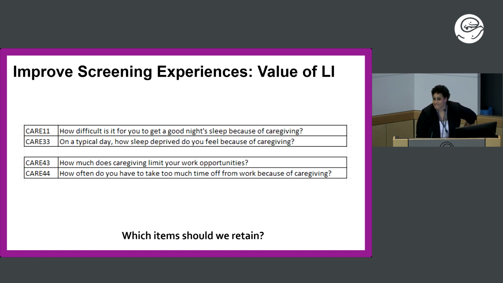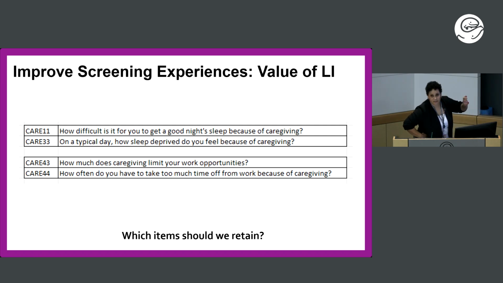$44? Well, 44 assumes that you have work that you can take time off from. Yes. Yeah, that's the key. So we actually retained 43 because of that very reason.